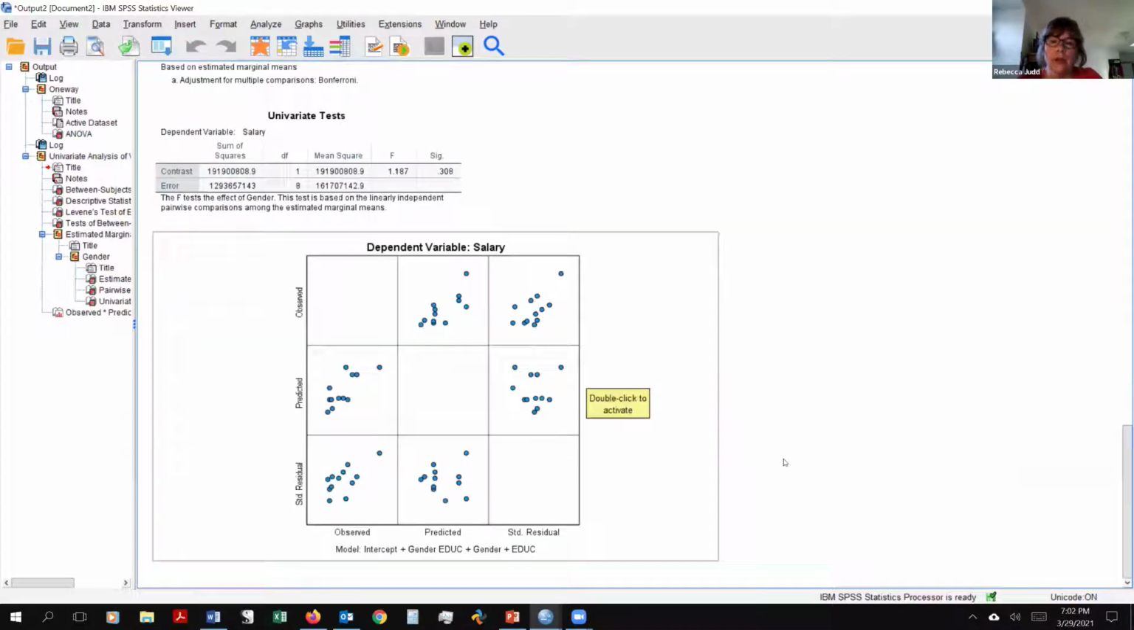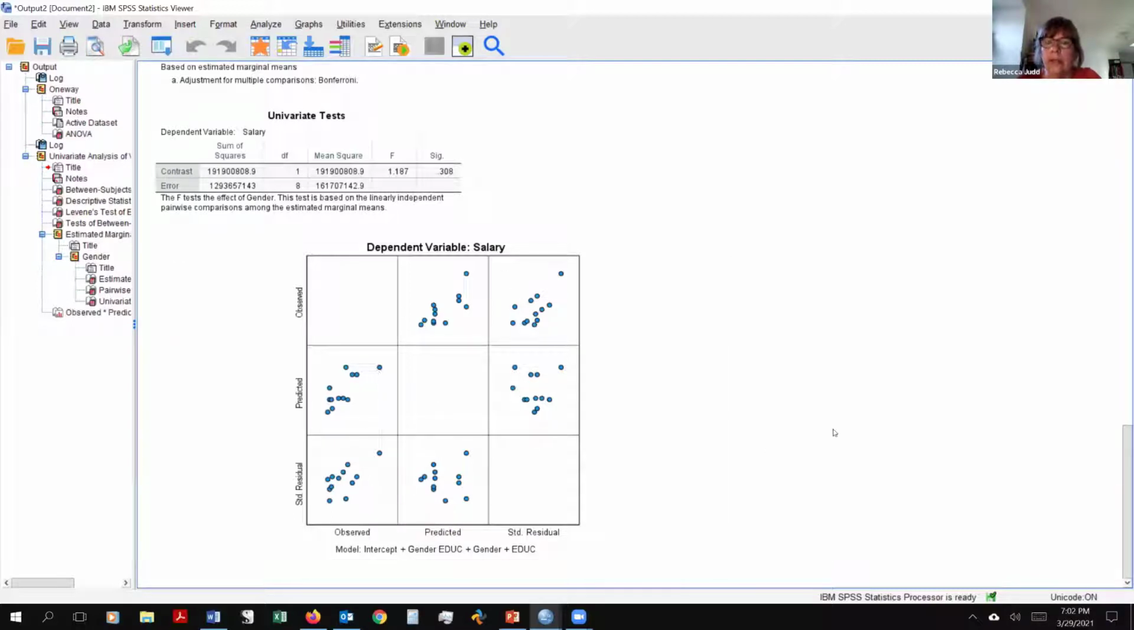So right here, this is our multiple scatter plotting that we can look at, and we can look at salary with gender and education. There's a different way to run this that's easier to tell, but basically when you look at all of our relationships here, we don't have any linear relationships. They're all over the place, right? So we don't have any linear relationships.